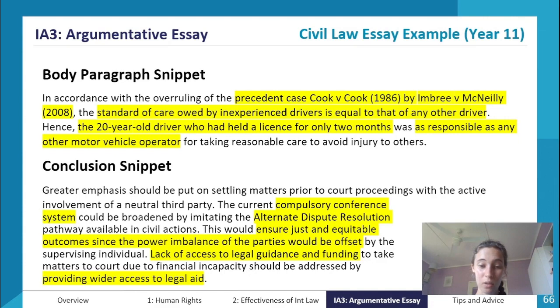And why is this a good idea? This would ensure just and equitable outcomes since the power imbalance of parties would be offset. So that is an example of how you would conclude it, wrapping everything up and providing your recommendations. I suppose you can see that it's argumentative, because you are arguing the just and equitable outcomes in this case, but it's more formal and you're not going to be emotional like you would be in a persuasive speech. It's very factual.